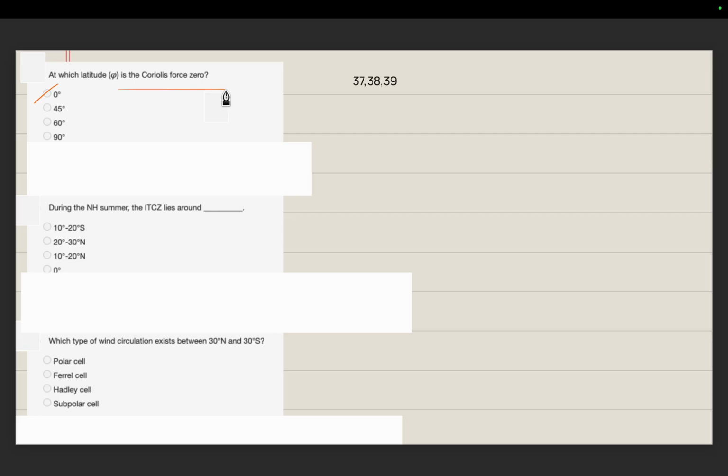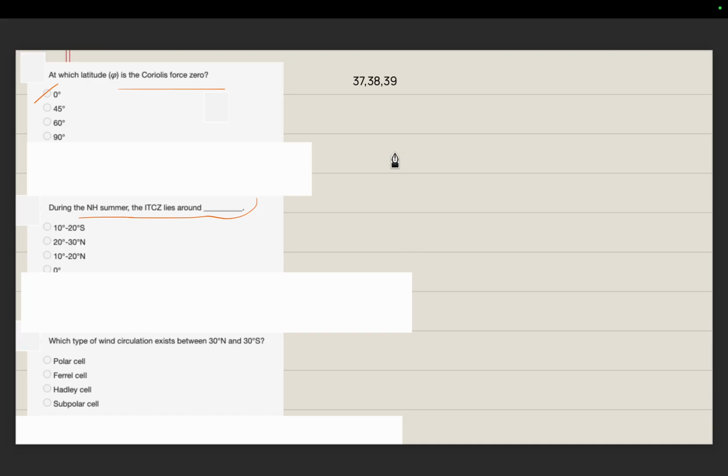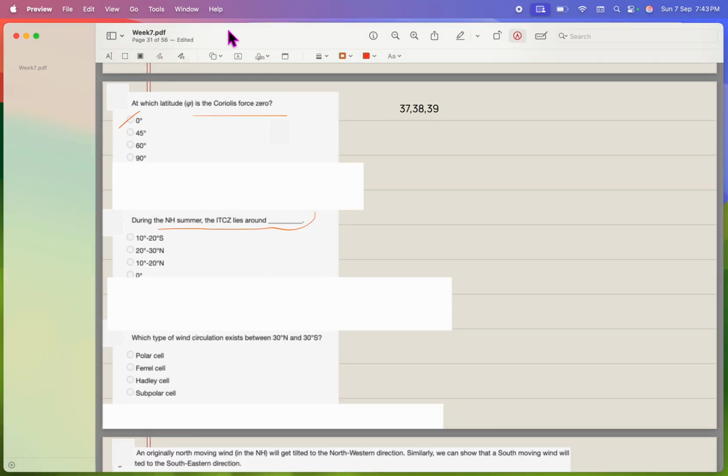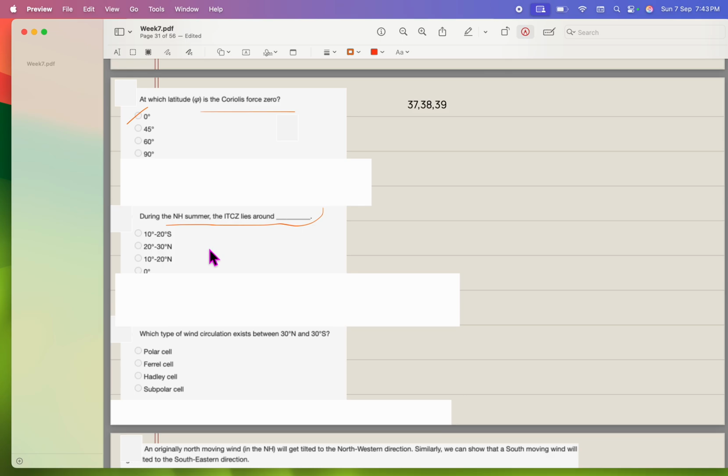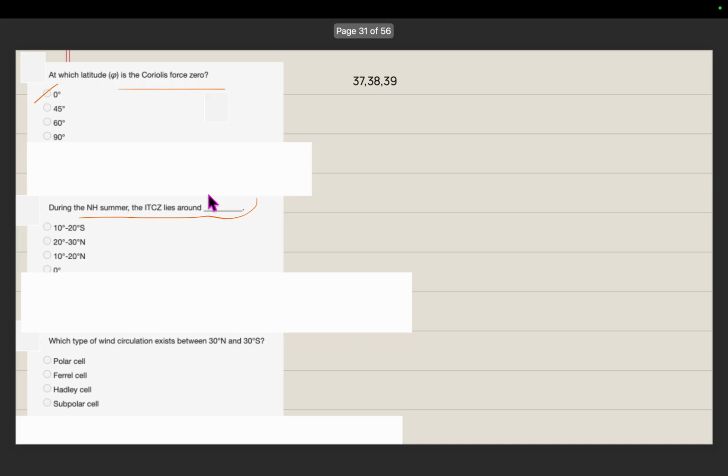Now in question 38, during northern hemisphere summer, that is within the July month, the intertropical convergence zone lies around what latitude? What is the full form of ITCZ? Intertropical convergence zone. It was discussed in the week 7 content only, and we will discuss this ITCZ in the next class.